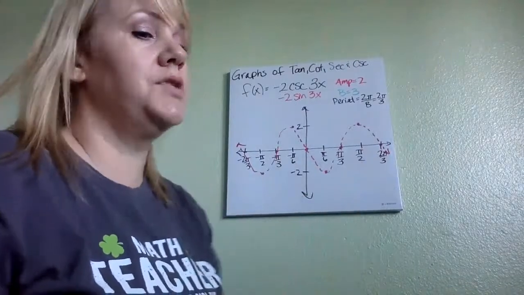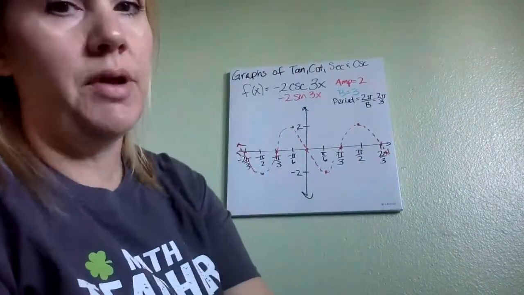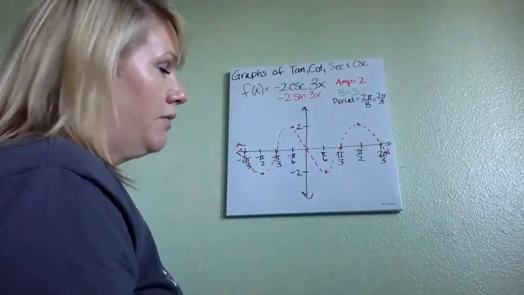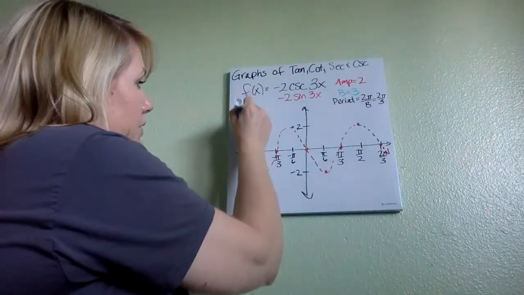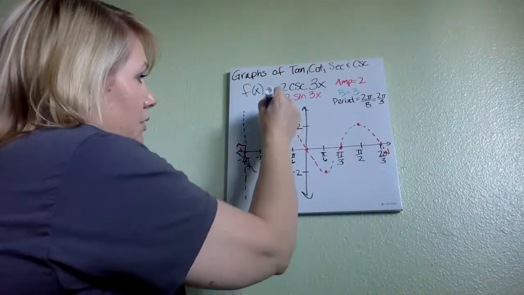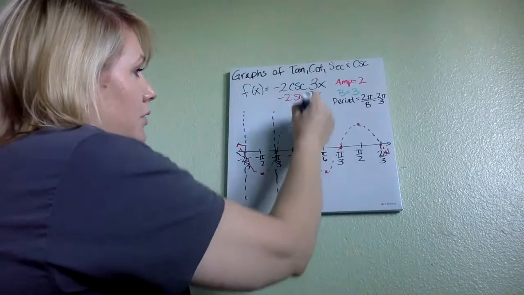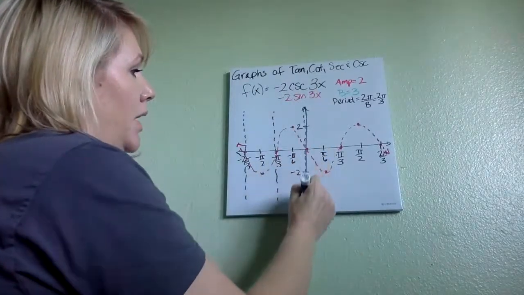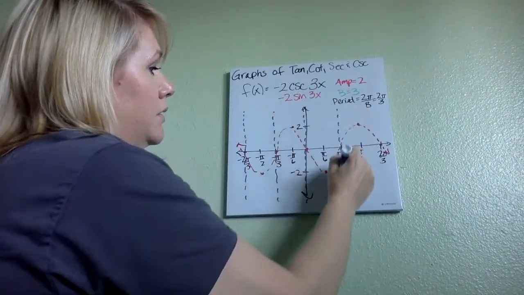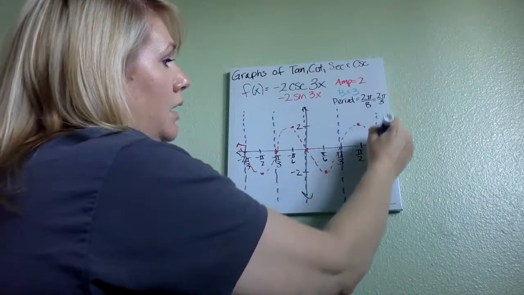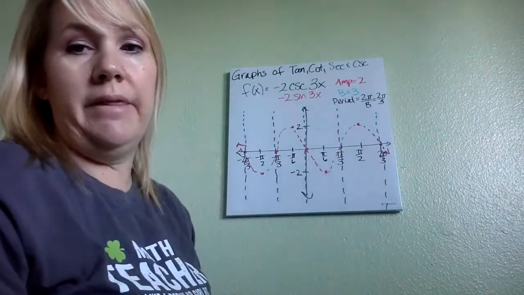So once we've graphed the -2 sine of 3x, we're going to put in our asymptotes everywhere there's an x-intercept. So there's an asymptote at -2 pi over 3, negative pi over 3, the y-axis, pi over 3, and 2 pi over 3.